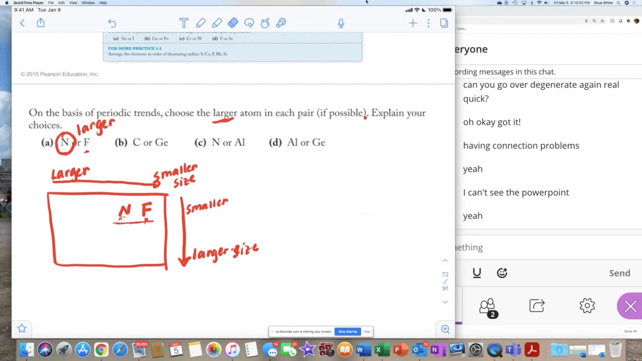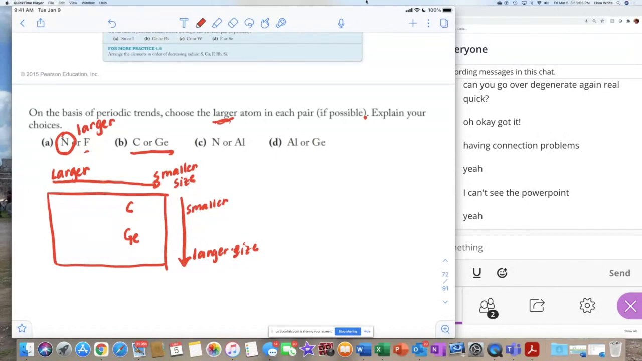Okay. Now for my next one, I'm going to erase these. I don't need this here anymore. I'm going to look at C or GE. So I have to look at my periodic table. How are C and GE related? C is on top of GE, but they're in the same group. So since they're on top of each other, the left to right won't work because their relationship here is top and bottom.